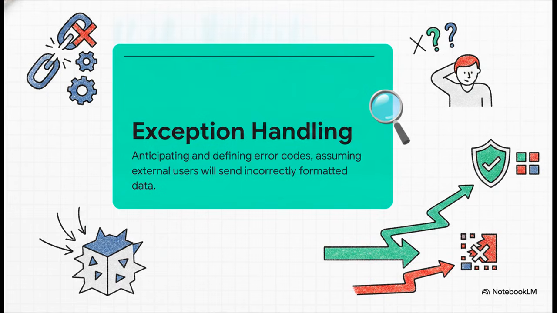You have zero control over how external client programs interact with your service. You have to assume external users will inevitably send incorrectly formatted data, request items that don't even exist, or just completely misunderstand your documentation. Because of this, you must aggressively define exceptions in your interface to catch and manage bad external data gracefully. You want to return clear error codes instead of just letting your system crash.